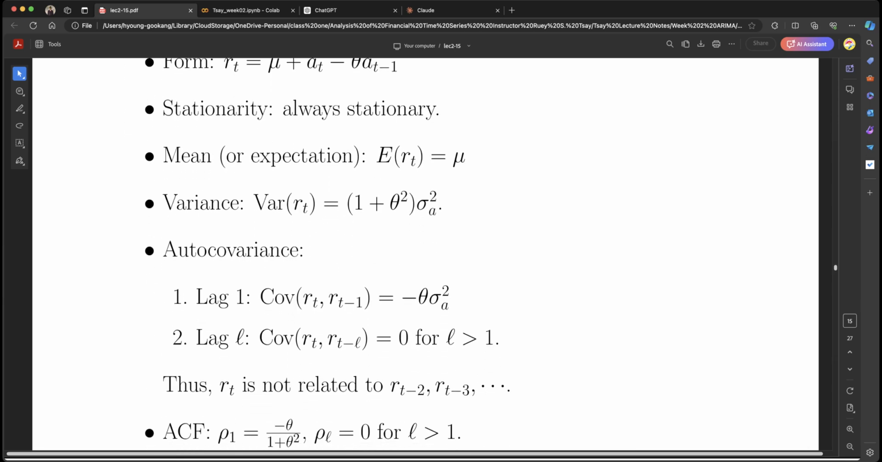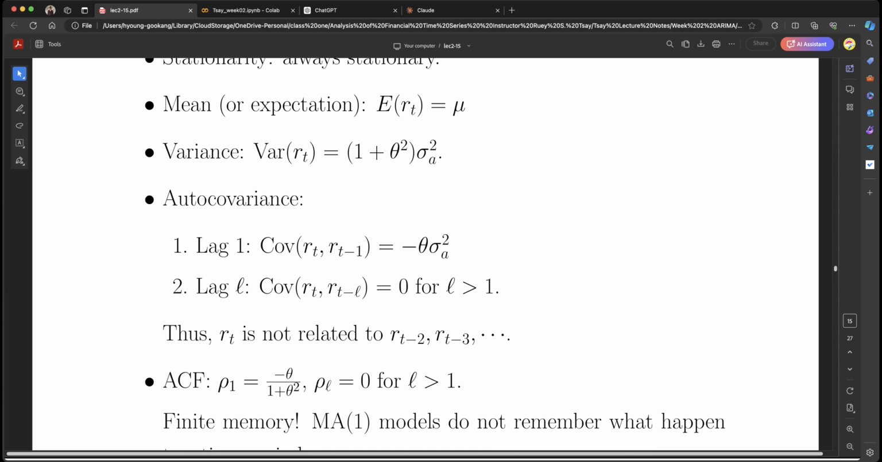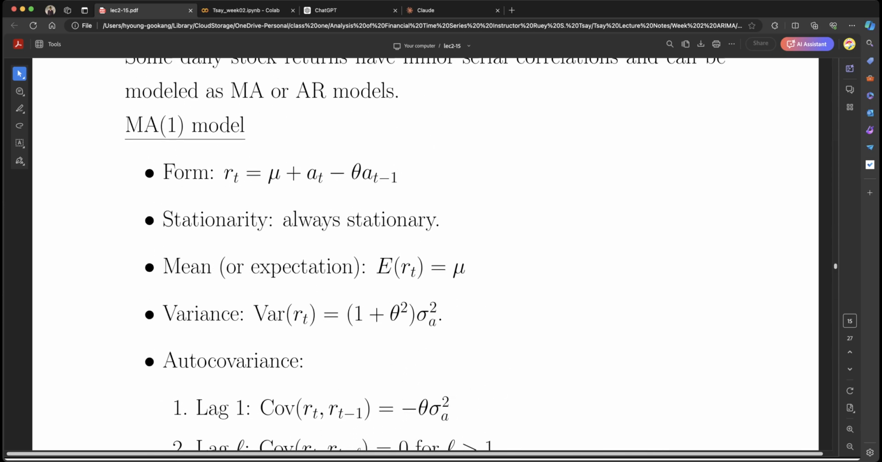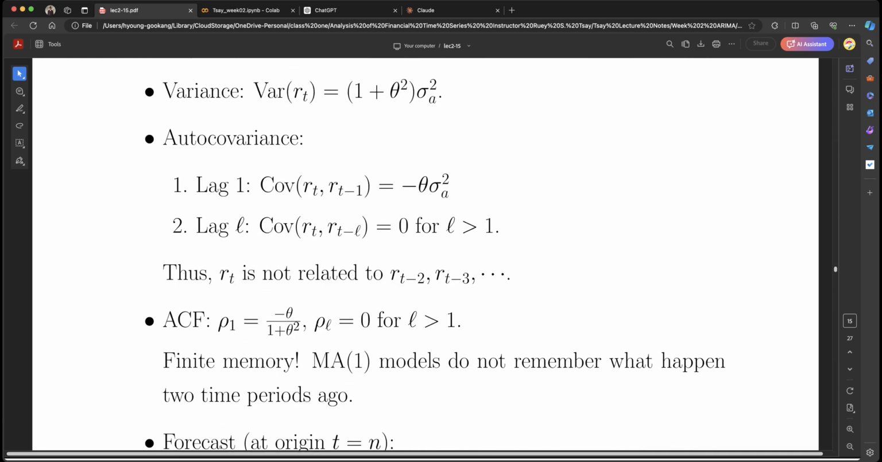Autocovariance at lag 1 is this one, and at lag L, where L is greater than 1, it is 0. So r_t minus L has no relation; it is limited memory. So r_t is not related to r_t minus 2 or r_t minus 3. It is intuitive because only the previous error term, the white noise effect, is written over here, right?